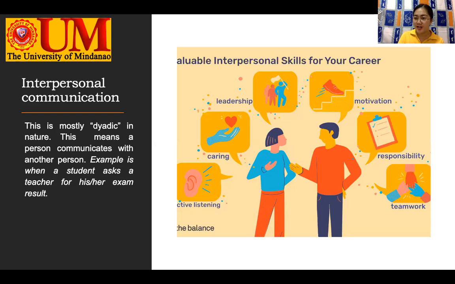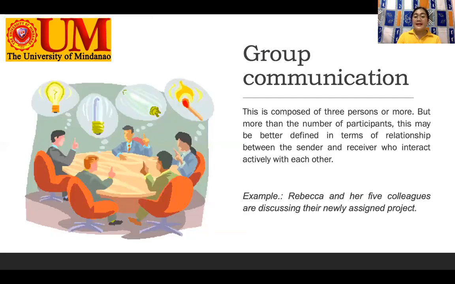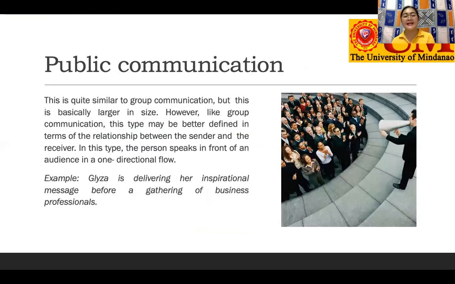So there's interpersonal communication. Next one is group communication. When we say group communication, there are 3 or more people who are involved in the process. So what do you think is the difference between group communication and public communication? Because others have confusions between group and public communication. Because it says here, public communication is quite similar to group communication. So what really is their difference?